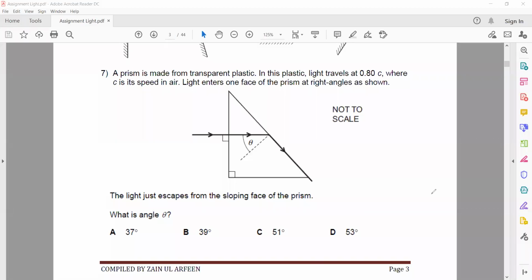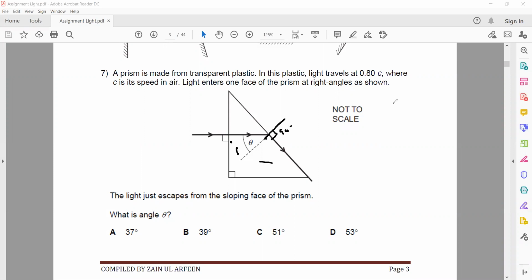So in this question, a prism is made from a transparent plastic. In this plastic, the light travels at a speed of 0.8 c. And what is c? C is the speed of light. What we need is the angle of incidence here. This is the angle of incidence. And what is the angle of refraction? The angle of refraction is 90.